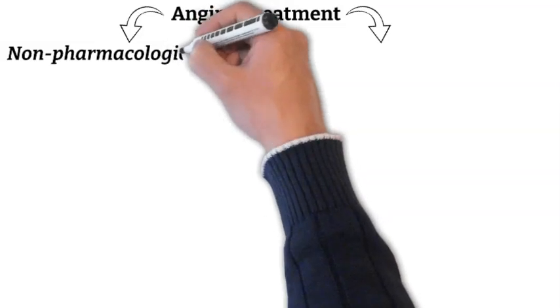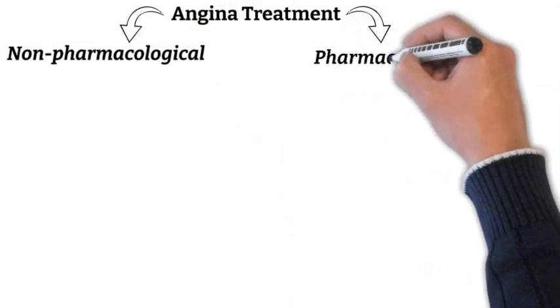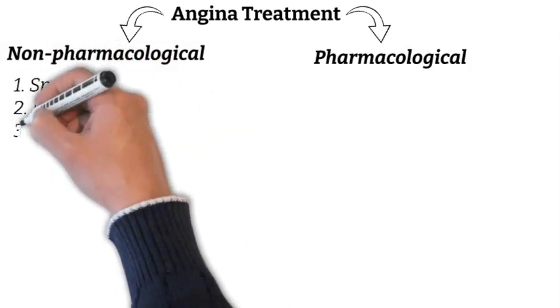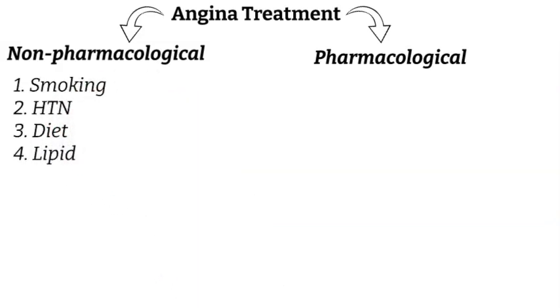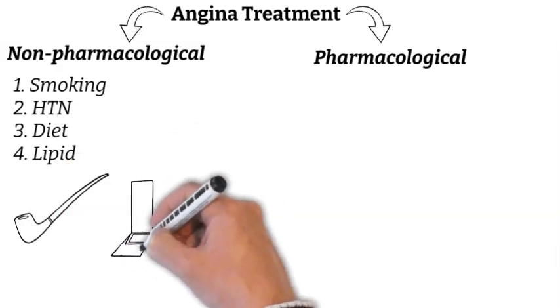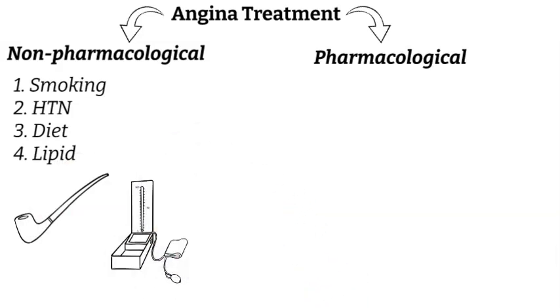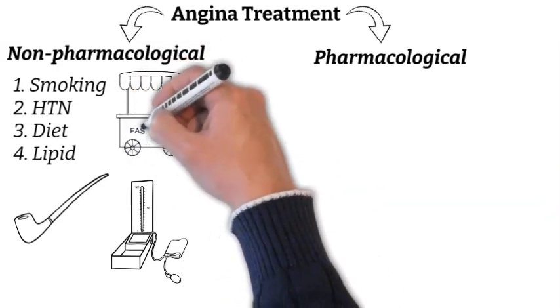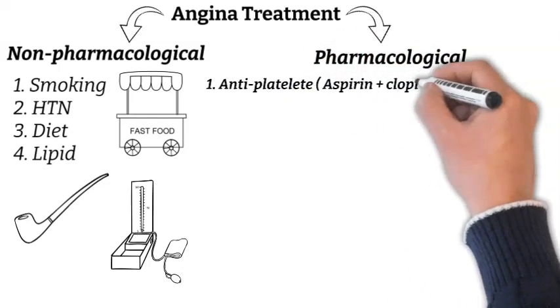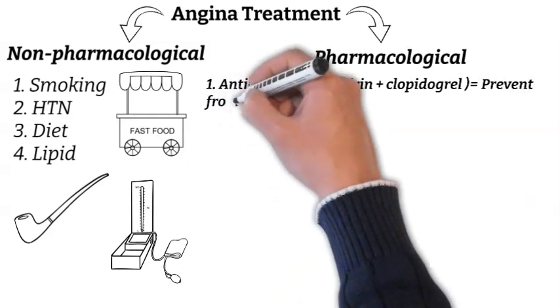Let's talk about the treatment, which is the fun part of angina. All right, so we have non-pharmacological treatment and we have pharmacological treatment. For the non-pharmacological treatment, we address the issues of smoking, hypertension, diet, and lipids. If the patient has a bad habit of smoking, we have to address that and encourage him to quit. And if the patient has hypertension, we have to address that. If the patient is eating too much fast food, we have to counsel the patient and ask him to make some changes in his diet.